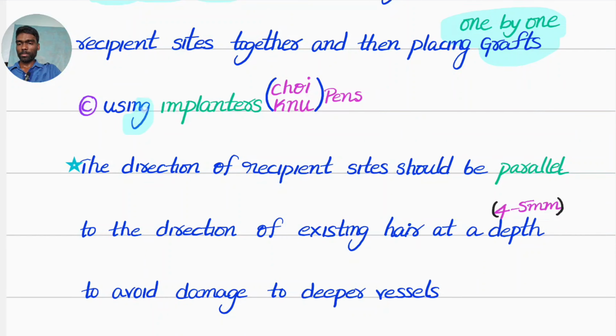Finally, advanced technique using implanters like CHOI or KNU pens. In the pens, we will load follicular unit and it will create recipient site and then it will insert those follicular units simultaneously at a time. No need of prior recipient site preparation from our side. These pens will take care. This is called implanter pens. Normally we will create recipient site and then we will plant the graft or insert the graft, whereas in implanters it will do both the work by itself.